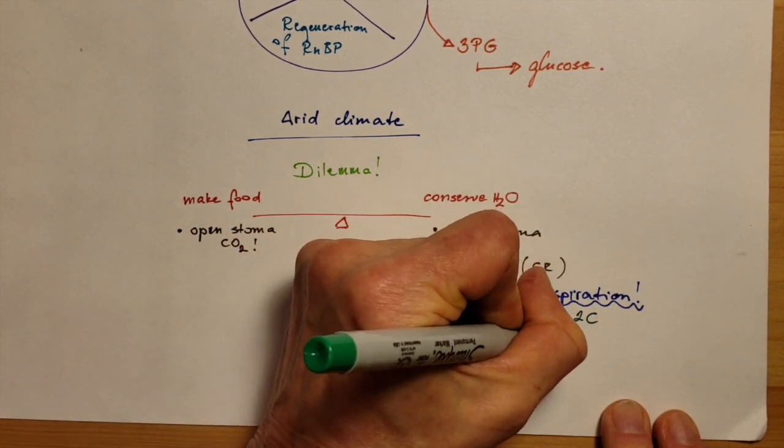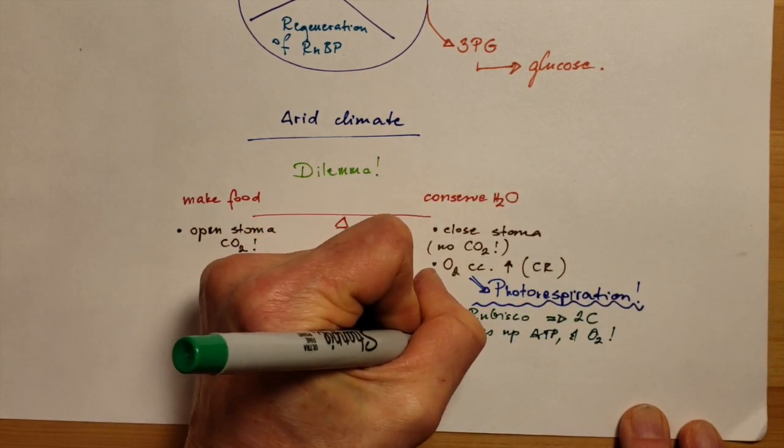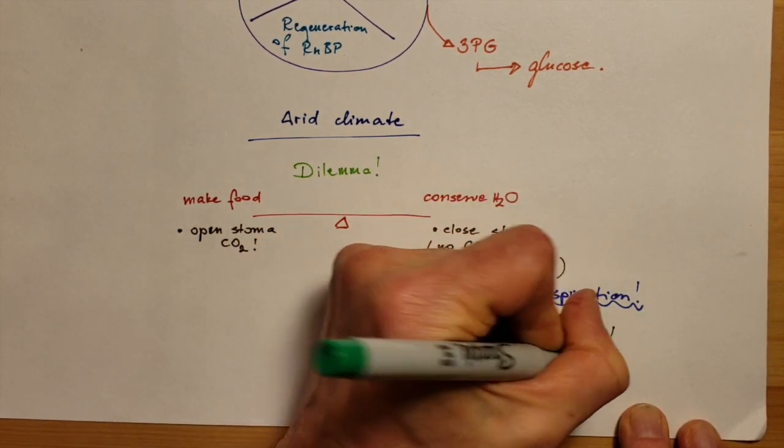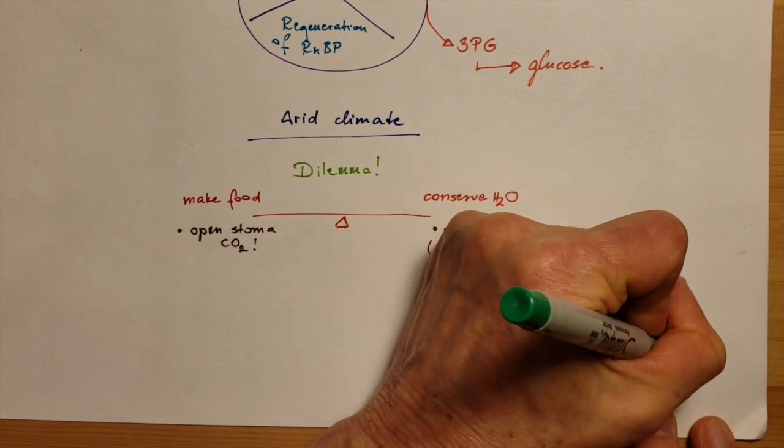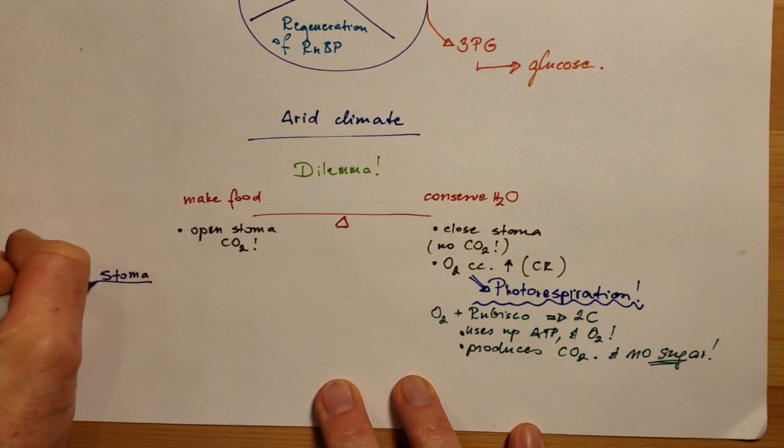Why is that? Because the oxygen will combine with rubisco and produces a 2-carbon compound and uses up ATP and oxygen. Produces CO2 but no sugar at all. So for cellular respiration, there's no sugar.